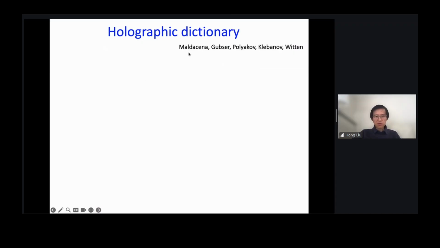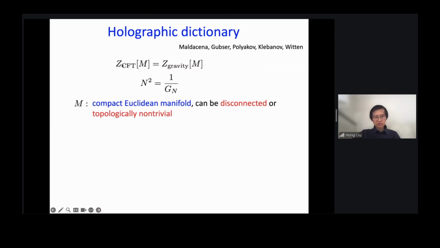So, of course, lots of things have been learned about holography, and one of the fundamental relations in holography is this relation between the CFT partition function and the gravitational partition function. Say, if you consider a CFT defined on some compact Euclidean manifold, and this Euclidean manifold can be very general, so it can be disconnected, topologically non-trivial, etc. Just anything you can put your CFT on. And then that's supposed to be equal to the gravitational partition function with this M as its boundary.